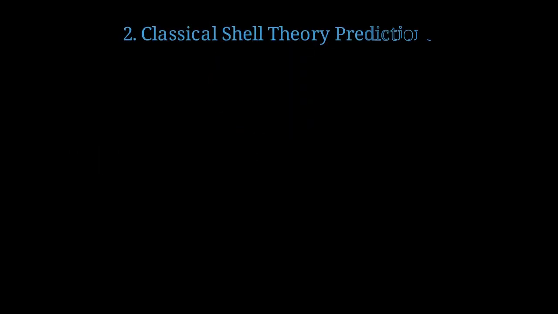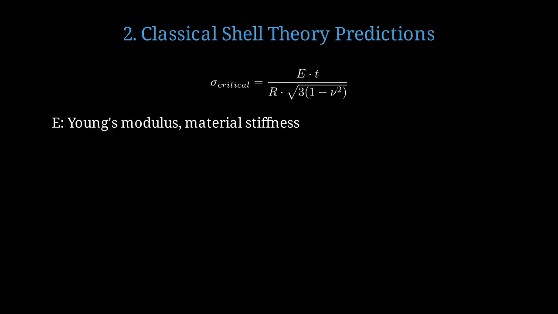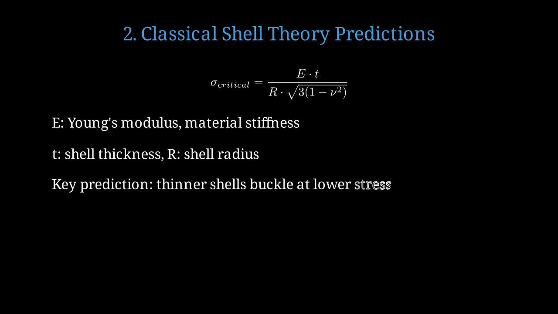Before diving into nanoscale effects, let's review what classical continuum mechanics predicts for shell behavior. Classical shell theory gives us the critical buckling stress as a function of Young's modulus E, shell thickness T, radius R, and Poisson's ratio nu. Here, E is the Young's modulus, representing how stiff the material is. T is the shell thickness, and R is the shell radius. The key prediction is that thinner shells should buckle at lower stresses, scaling with thickness over radius.